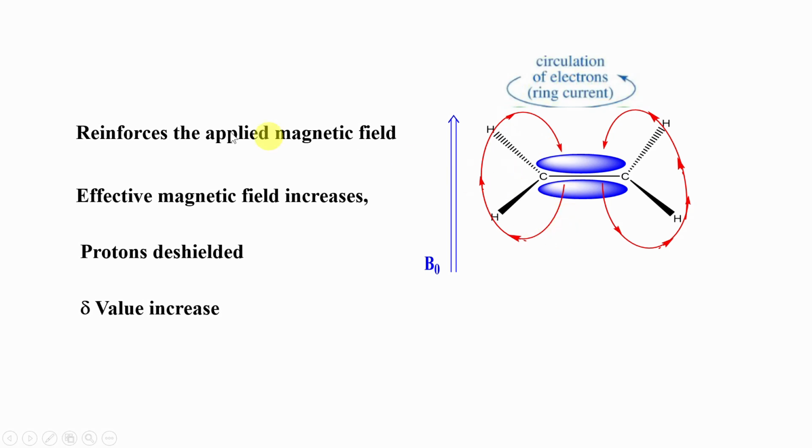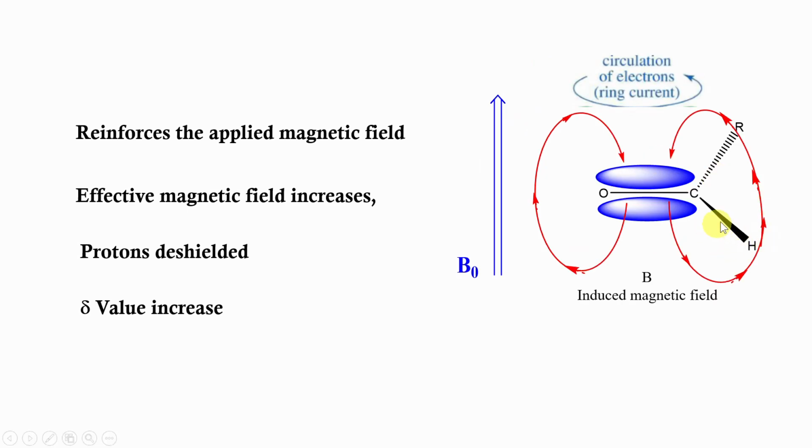Hence the delta value of the protons of the ethylene molecule increases, and this property is called the anisotropic effect in the ethylene molecule. The high chemical shift of the protons of aldehyde can also be explained similarly to that of the ethylene molecule.